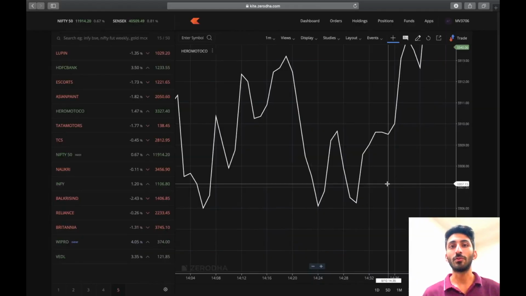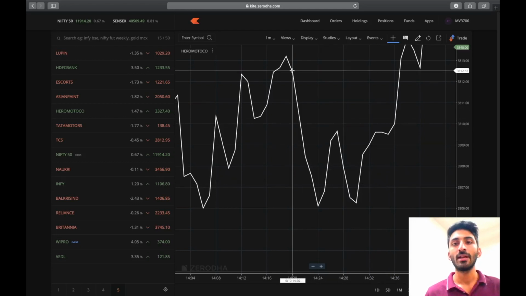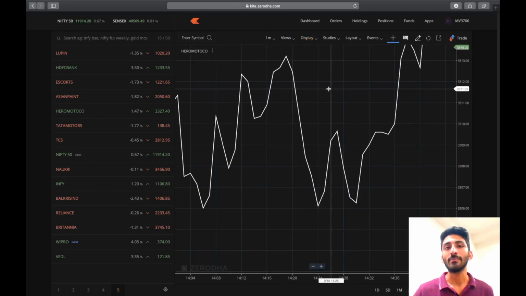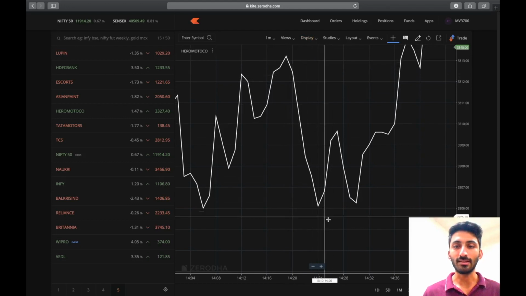All right, so this is my Zerodha account and what we have here is Hero Motor Corp share. And yahan par we can see ke jo chart hai, line chart hai. And how you can choose line chart is Zerodha mein aap display par jayenge and you can click on line, right? And line pe click karne ke baad you will see this kind of chart.